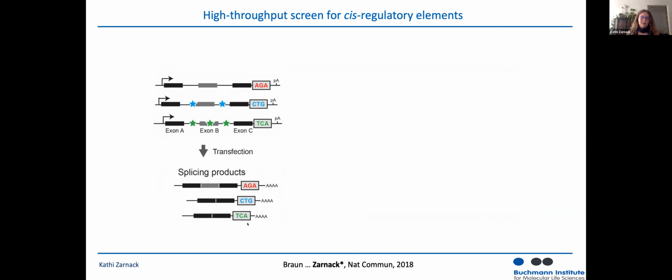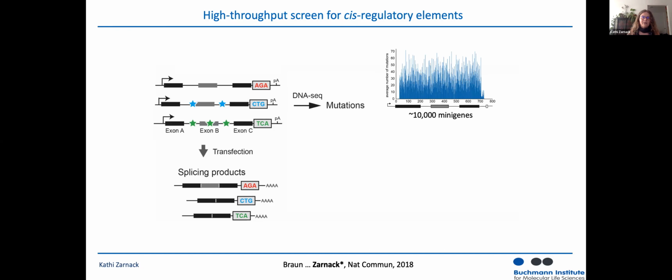And importantly, we can connect back our splicing products to the original mini genes because they carry a specific barcode sequence. So in reality, it's not just 3, but actually 15 nucleotides that sit at the end of each mini gene and also appear in the splicing product and allow us to link these two levels of information. So because it's a random mutagenesis, we first perform a targeted DNA seq to actually map the mutations that were introduced in our library.